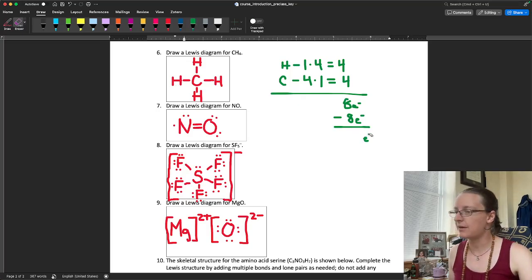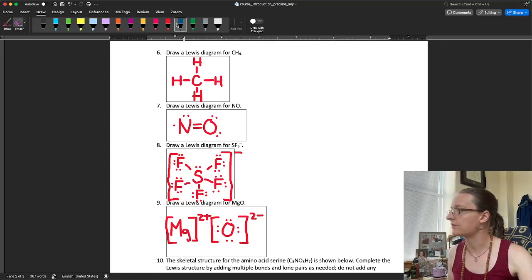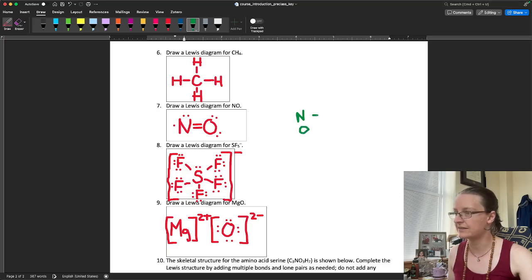Okay, so let's talk about problem number 7, in which we're going to have to draw a molecule where we might have some extra electrons we have to contend with. And so drawing this structure, we're still going to follow the same steps. So the first thing we're going to do is identify, we've got 1 nitrogen, 1 oxygen. Nitrogen has 5 valence electrons, oxygen has 6. So this is going to give me a total of 11 valence electrons.